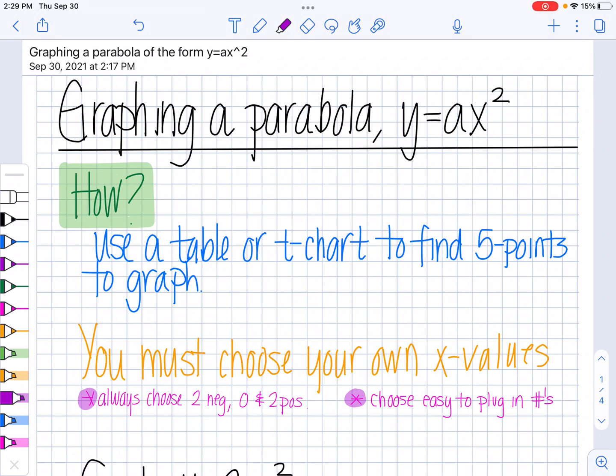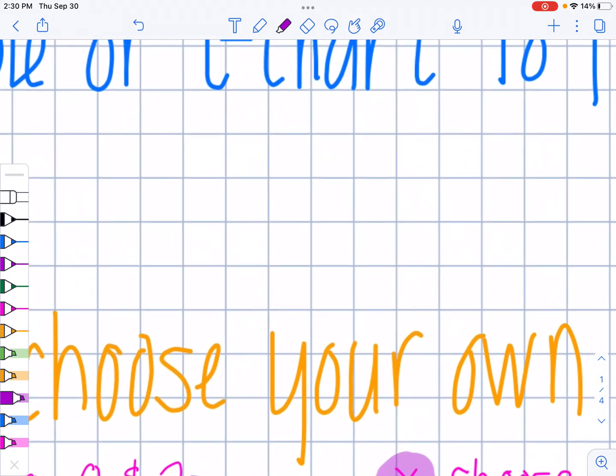Hi there! In this video we're going to talk about how to graph a parabola, one that's of the form y equals ax squared. So how do we do this? We're going to use a table or a t-chart to find 5 points to graph, and then we can plot our parabola. So a couple things that you'll want to remember. I'm just going to zoom in here and draw a couple things for you.